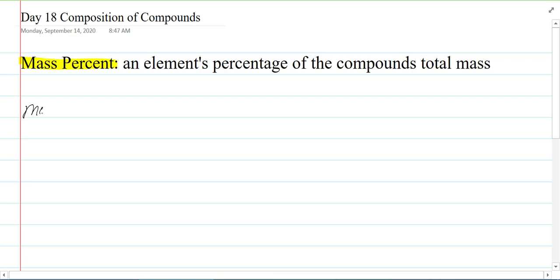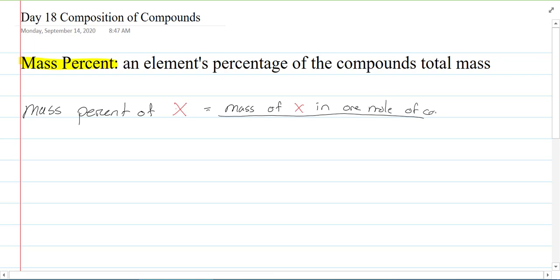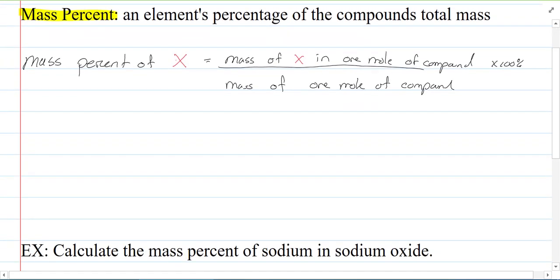Mathematically, the mass percent of X, whatever X is, is equal to the mass of X in 1 mole of compound, all over the mass of 1 mole of compound, times 100%. That is the mass percent.